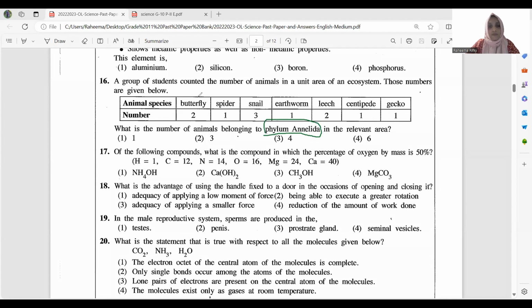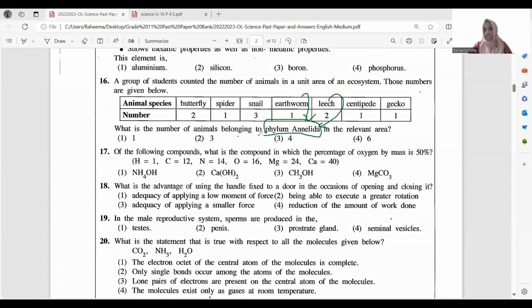Okay, butterfly, it's Arthropoda, and spider, again Arthropoda. Snail, it's Mollusca, and earthworm, of course, Annelida. So it belongs to Annelida. And leech also belongs to Annelida. And then comes centipede. Centipedes belong to Arthropoda, and gecko belongs to Reptilia. So while I'm reading these animals, now I remember the phylum names. Likewise, you should remember the animals and the phyla that they belong to.